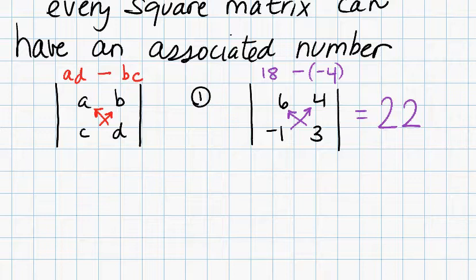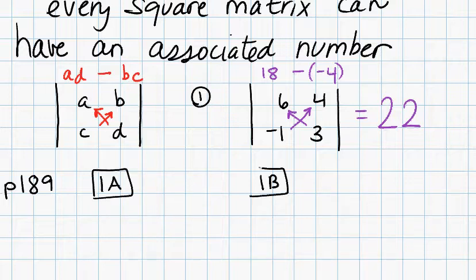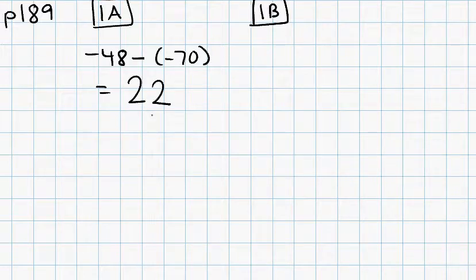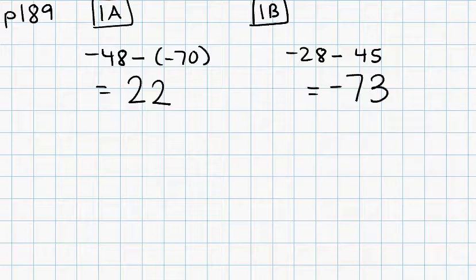So if you would turn to page 189, I would like you to pause the video and do both 1A and 1B. So I hope you took the time to do both these problems. For problem 1A, you should have multiplied and gotten -48 minus a -70, which would give you 22. And for 1B, you should have -28 minus 45, which is -73.